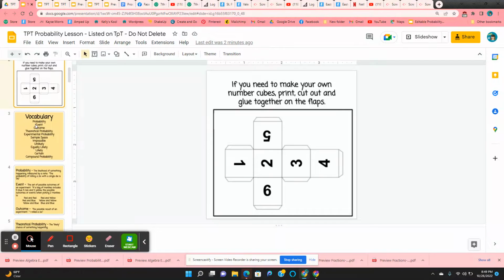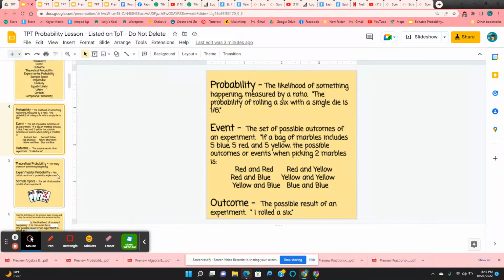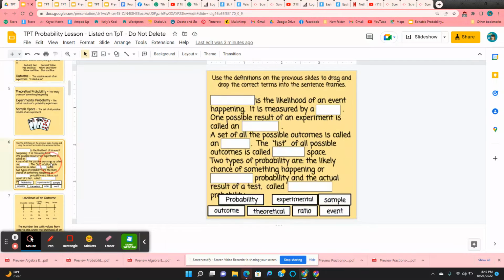We want to start with some vocabulary, so you go through these with the students and what each one of them mean. And then after you go through all the vocabulary, see if they can put these words into the correct place in the sentence frame.